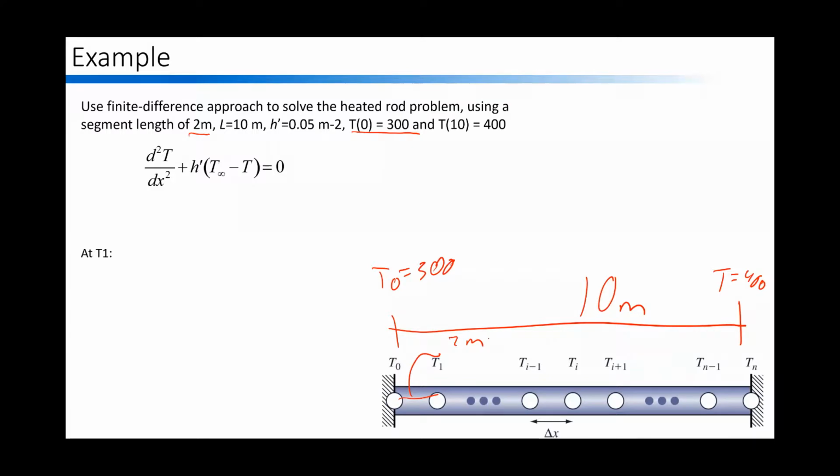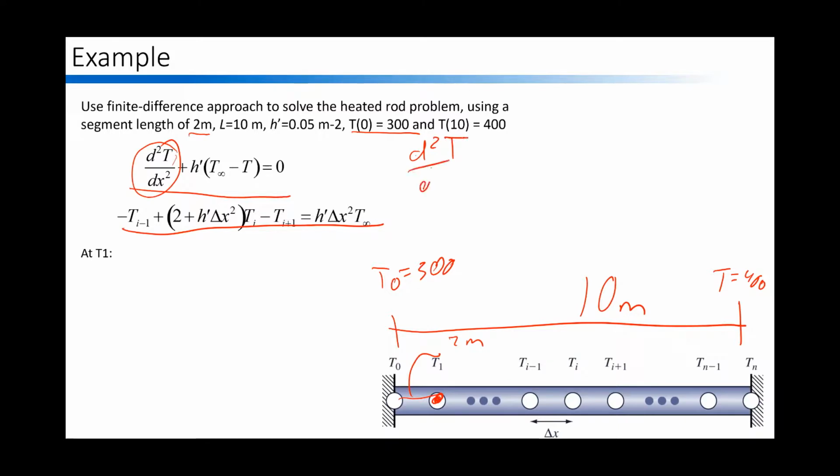So let's go ahead and start writing out. What we need to do is first convert this equation to the finite difference form. If I put in the equation for d squared T/dx squared in finite difference form and rearrange, we get this equation.